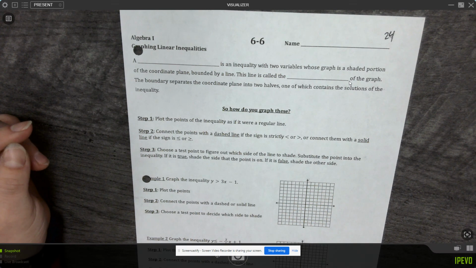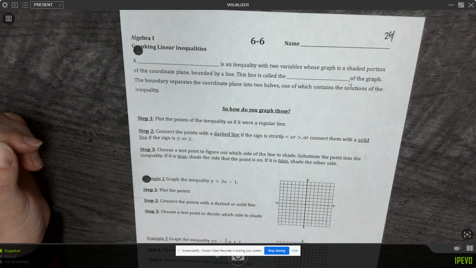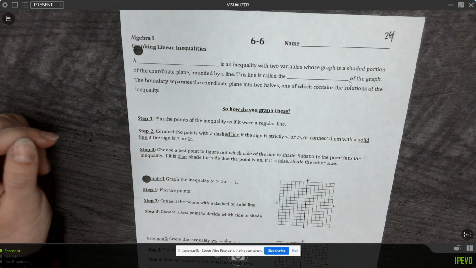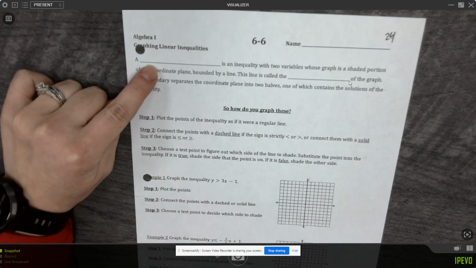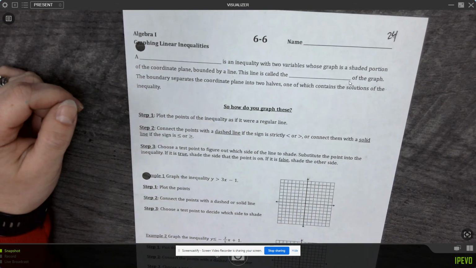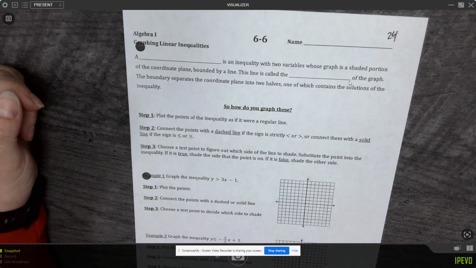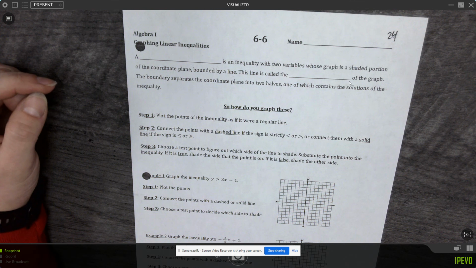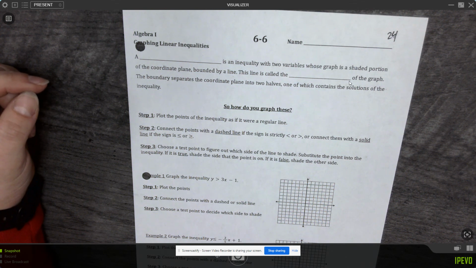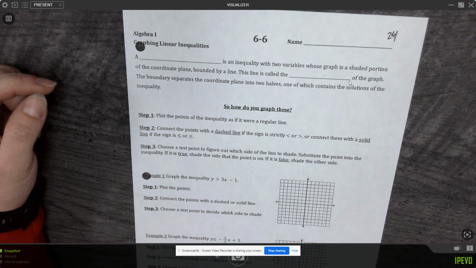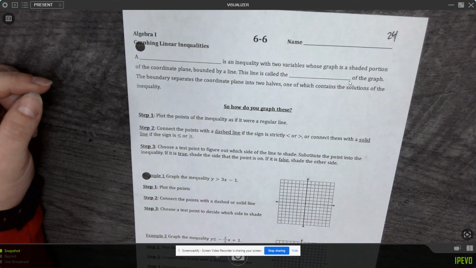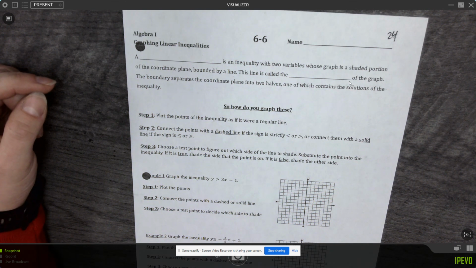The graphs are going to be very similar, but there are going to be some differences because of an equal sign versus an inequality symbol. So a linear inequality goes in that blank. A linear inequality, which is spelled up above, goes in that first blank, is an inequality with two variables, x and y, whose graph is a shaded portion of the coordinate plane bounded by a line. So an equation is just a line. An inequality is going to have a line with shading on one side or the other.